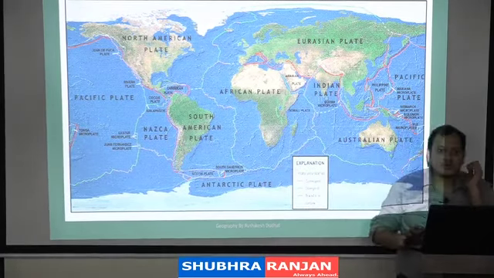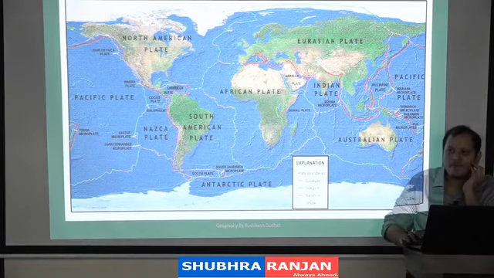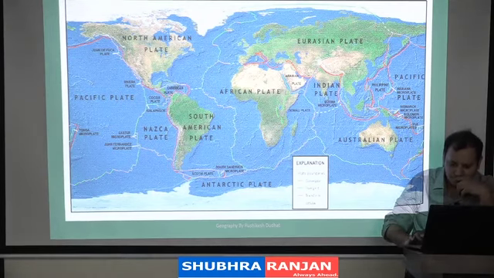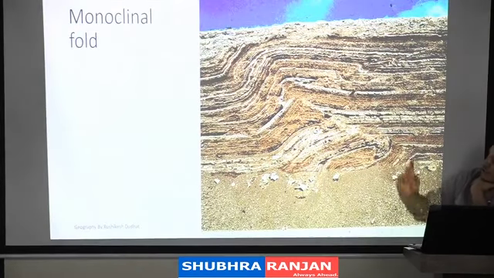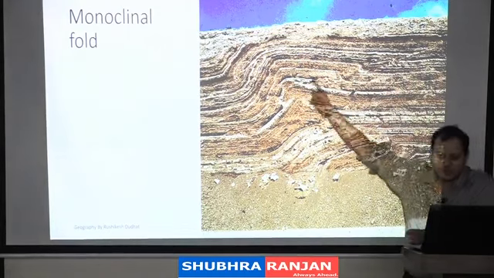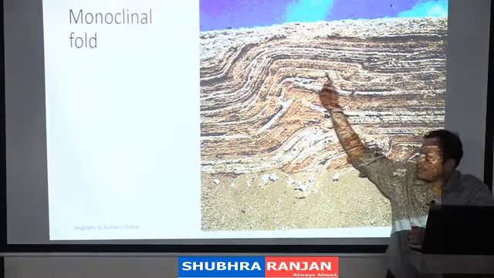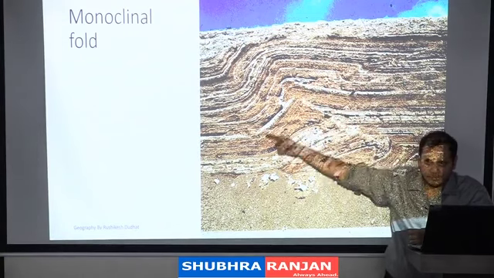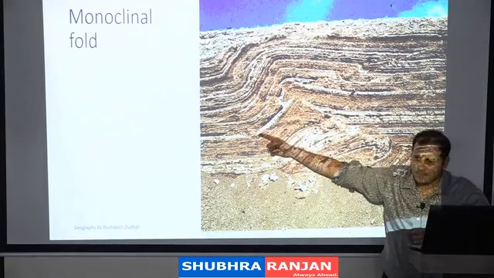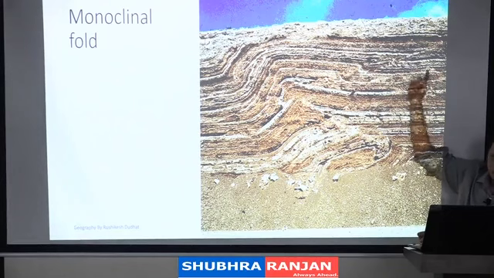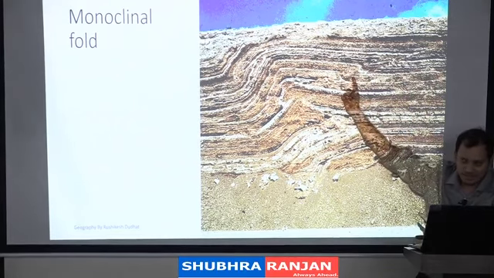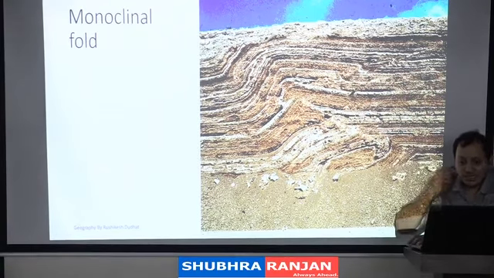Now what is a monoclinal fold? Single limb is inclined. So this is how the monoclinal fold looks in nature. When you break mountains, you will find this is a monoclinal fold. One limb is inclined steeply while the other may not be inclined. Getting it?